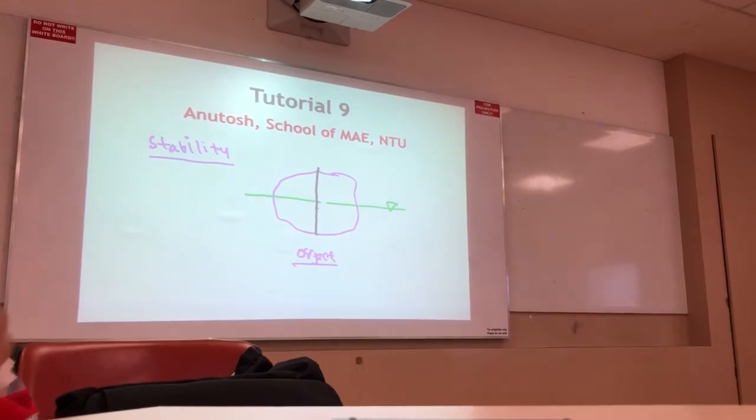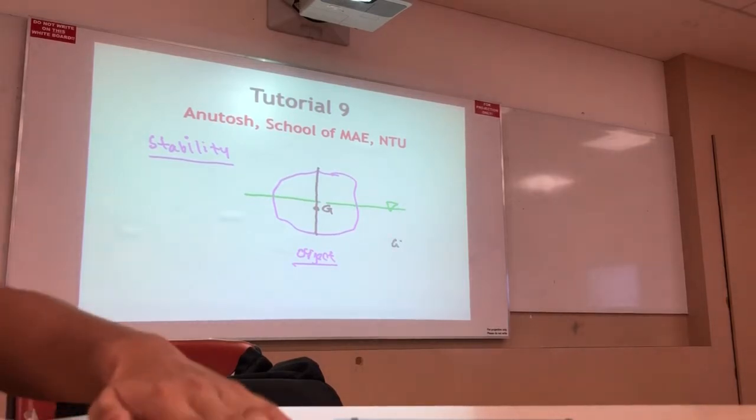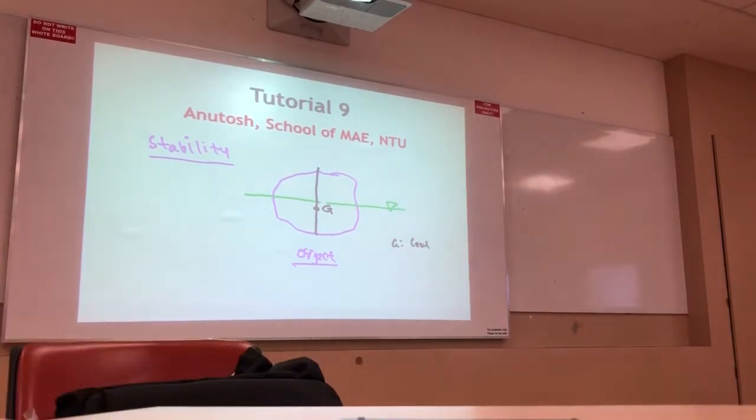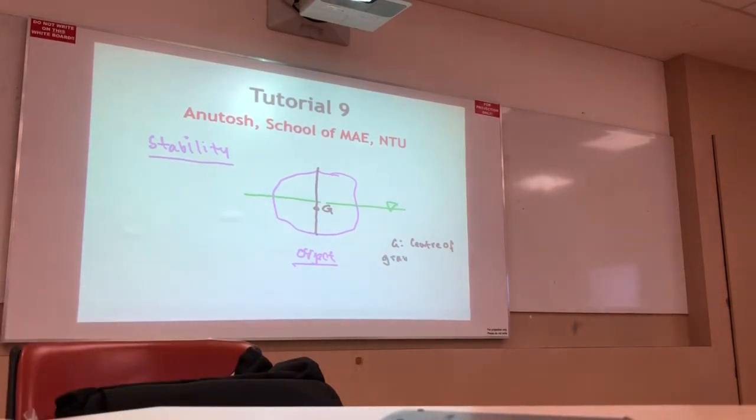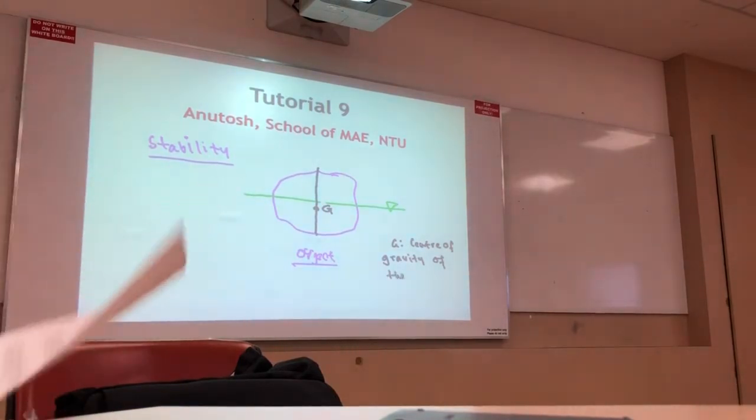for example, this indicates the center of gravity, G. Right, G indicates here the center of gravity of the object.